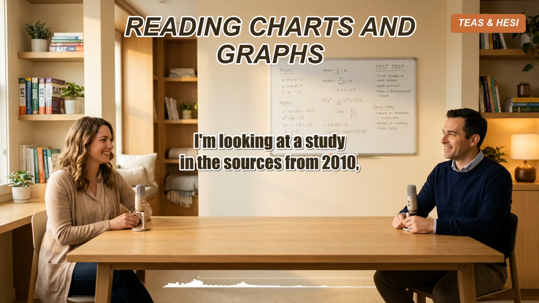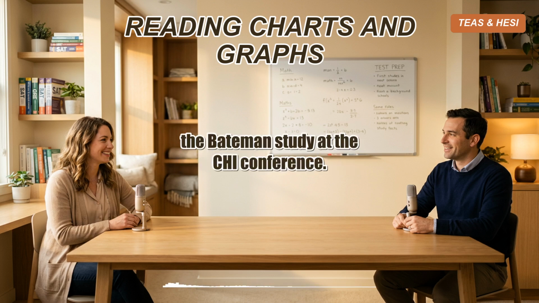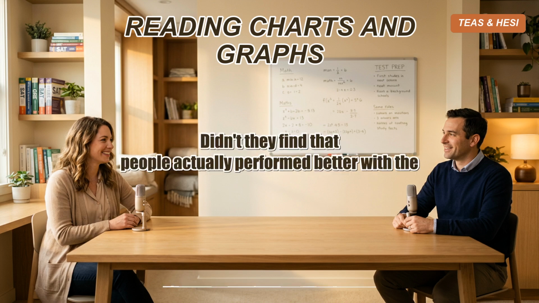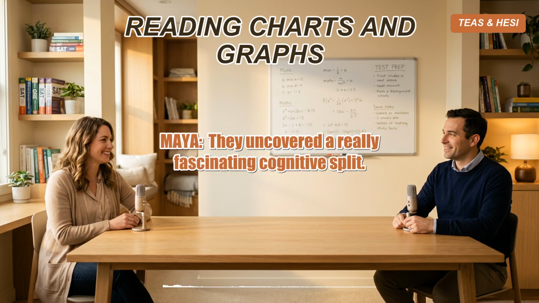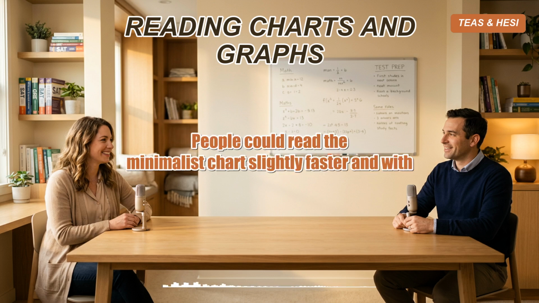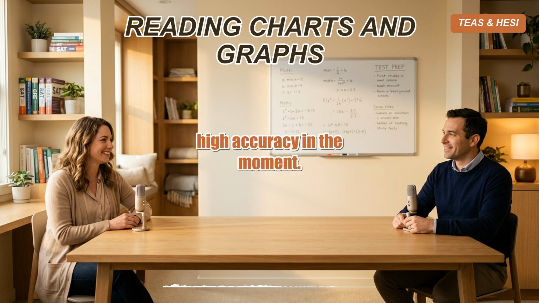But wait, I'm looking at a study in the sources from 2010, the Bateman study at the CHI conference. Didn't they completely challenge that? They did. Yeah, didn't they find that people actually performed better with the chart junk? They uncovered a really fascinating cognitive split. The Bateman study found that Tufte was right about the short term. People could read the minimalist charts slightly faster and with high accuracy in the moment.